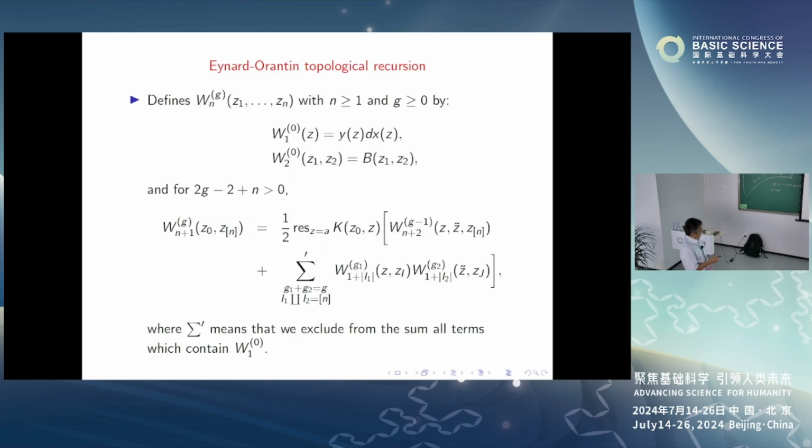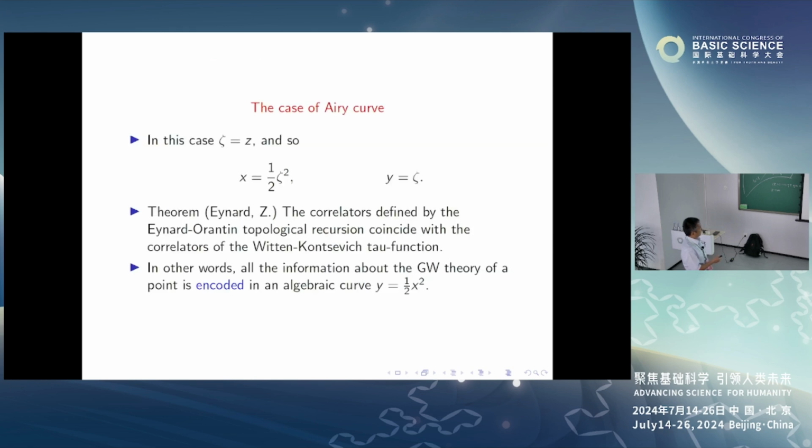And then Eynard-Orantin topological recursion is a simple recursion. You just take the relative view, and here it just says either you reduce the genus by 1, or you go to correlations with fewer marked points. So it's a recursion that you can perform. Amazingly, in the simplest case, where X equals just the square of the coordinate and Y equals just this thing, the correlators defined by the topological recursion actually coincide with the correlators of the Witten-Kontsevich problem. So this topological recursion actually gives us all information about the Witten-Kontsevich problem.